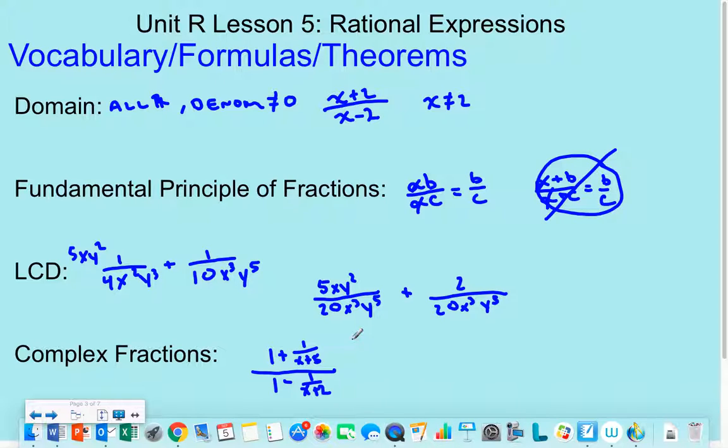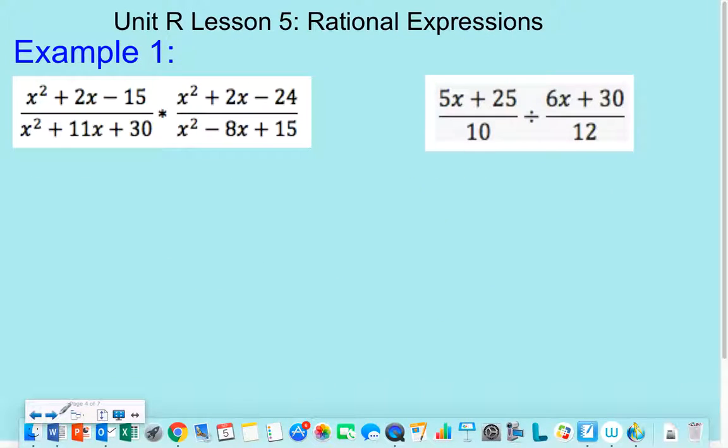But you've got a couple different methods, and it kind of depends on your personality. Do you like to take the long, sure way, or do you like to take a shortcut? So that's complex fractions, and we'll finish the lesson with that. Okay, well, we'll start with a few nice, easy ones. Multiplying fractions, dividing fractions are pretty simple.